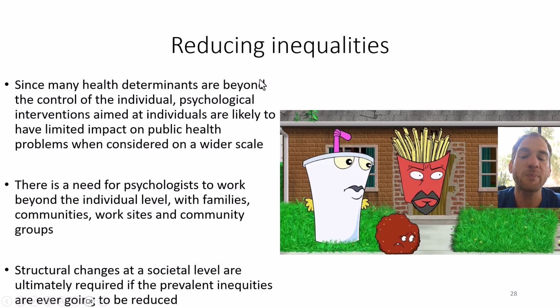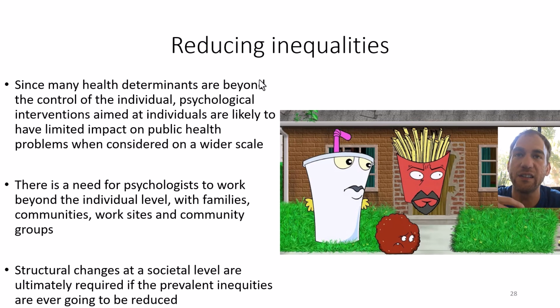So these researchers argue that since many health determinants are beyond the control of the individual, psychological interventions aimed at individuals are likely to have limited impact on public health problems when considered on a wider scale. There's a need for psychologists to work beyond the individual level with families, groups, work sites, and community groups. Structural changes at society level are ultimately required if the prevalent inequities are ever going to be reduced. So basically, because health determinants exist at all levels of Bronfenbrenner's model or the health onion, whatever framework you're using, psychological intervention at the individual level is by definition going to have limited impact. It's not that they're worthless, but developmental outcomes are going to be influenced by these larger networks of environmental factors.